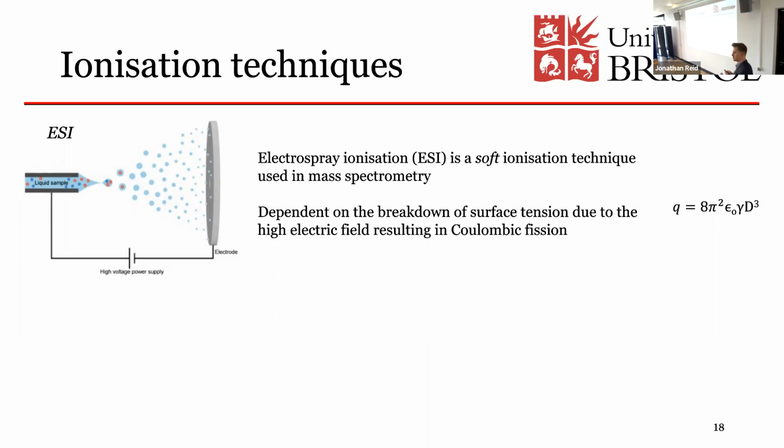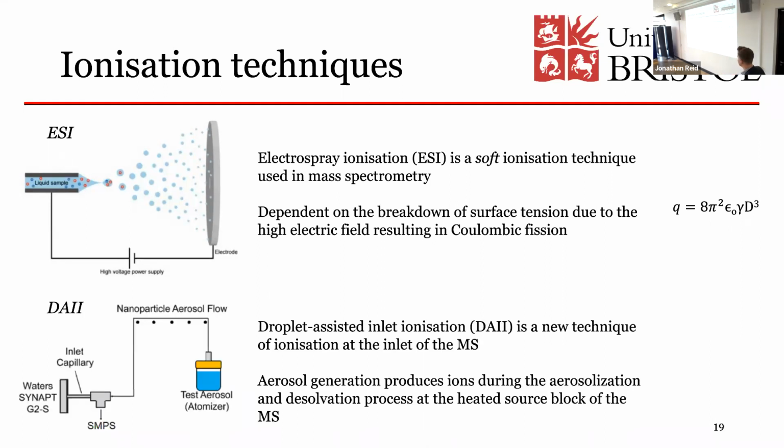The liquid supply is pushed through a capillary, and then this capillary is pulsed with a high voltage, which causes this breakdown of surface to charge interaction, causing this coulombic fission, as it's known. And then DAI, which is the technique that we've been developing here in Bristol, looks at just generating droplets as an ambient way of ionizing our droplets. So perhaps this is a softer ionization technique as well. It will pass through into the mass spec, which is known as a Synapt G2-S, and this will be heated usually, causing desolvation to occur further.